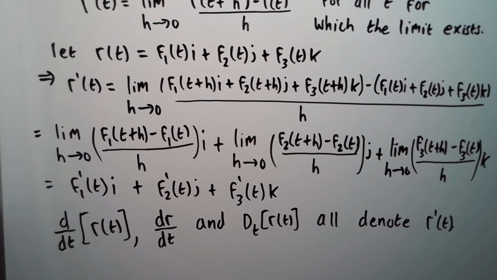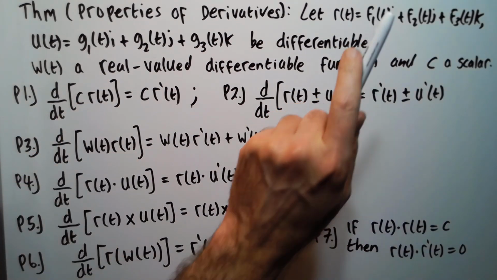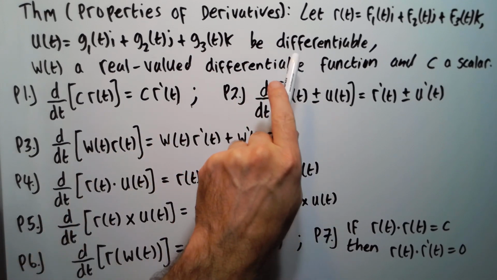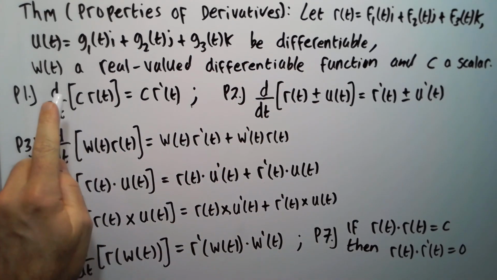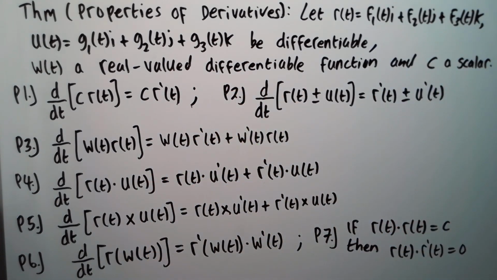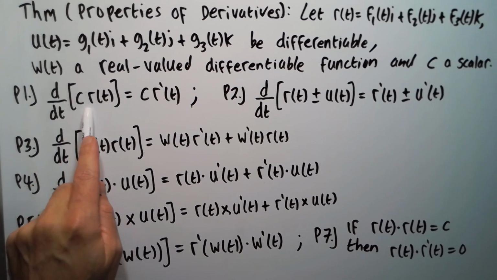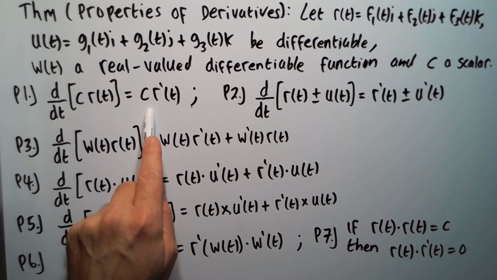Okay, so now let's look at some properties of derivatives here. Okay, I'm going to erase this now. Okay, so here are some properties of derivatives. Let r of t and u of t be differentiable vector valued functions. Let w of t be a real valued differentiable function, and c a scalar, so some real number. So the first property says if you take the derivative of c times r of t, you can pop the c out in front, just like the single variable derivative from Math 150.